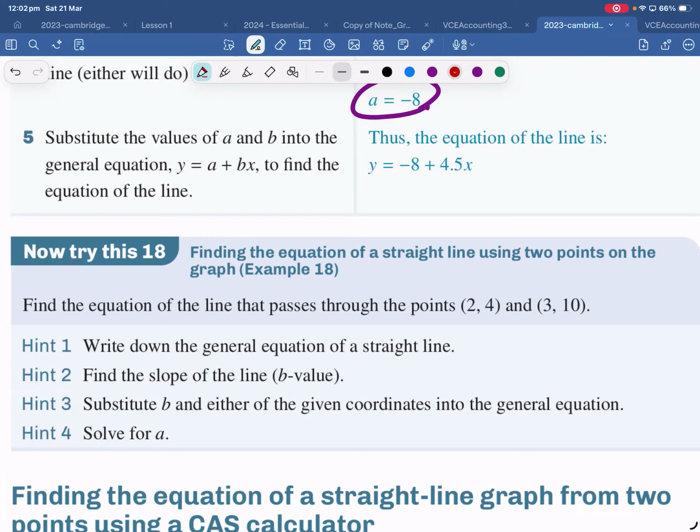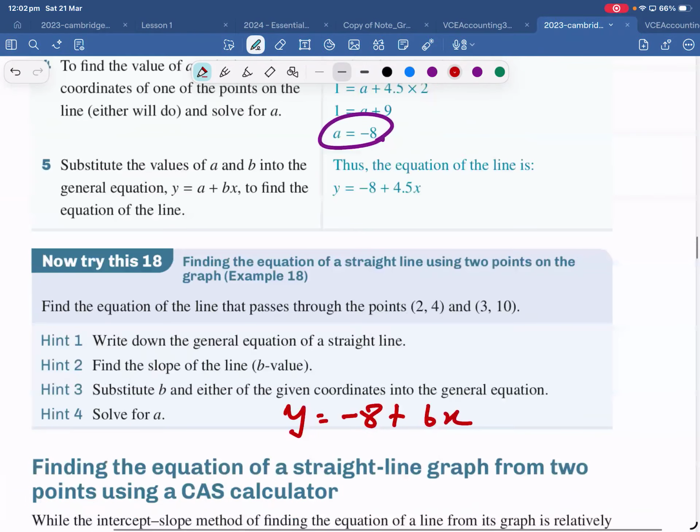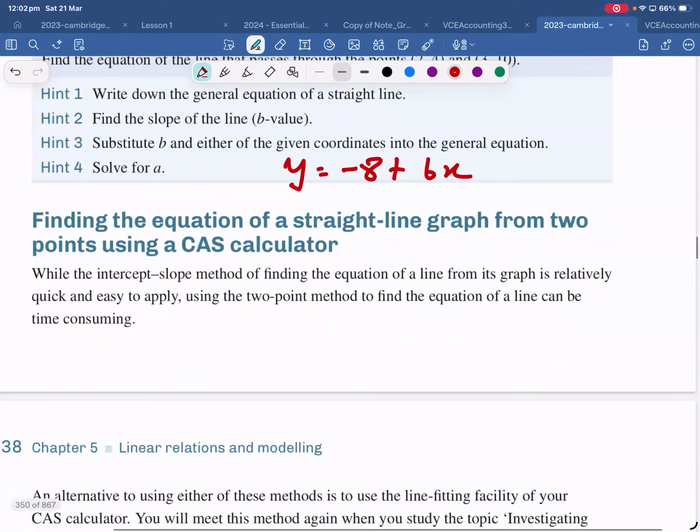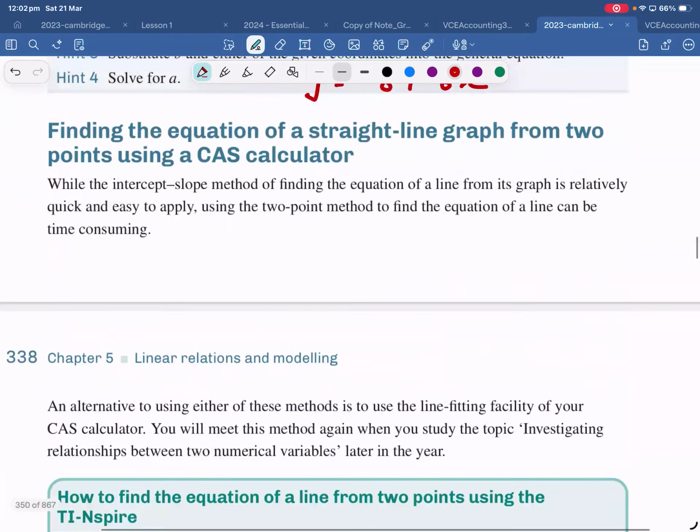What's your answer? Yes, equation. Y equals negative 8 plus 6x. Yep. Correct. The next one. Now that is all we were doing manually.